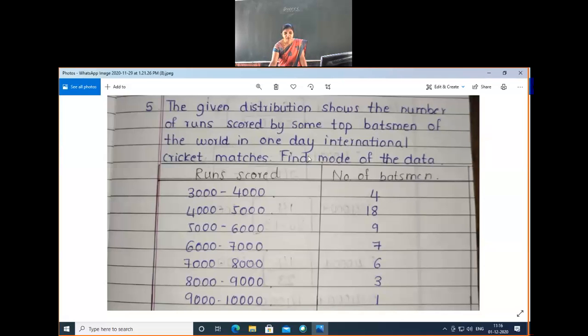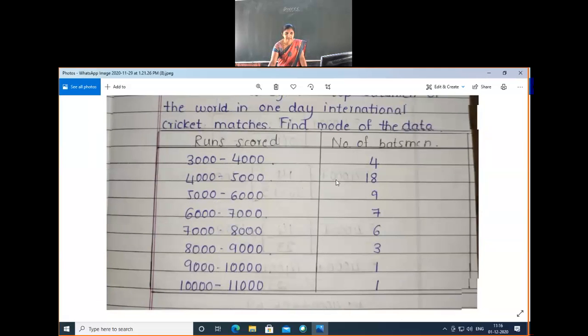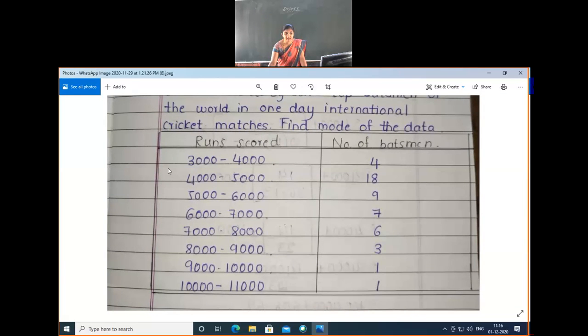The given distribution shows the number of runs scored by some top batsmen of the world in one-day international cricket matches. Find the mode of the data. Here only the mode is asked. These are the runs scored in international cricket matches. Players are in classes 3000 to 4000, 4000 to 5000, like that up to 11,000. Next, the number of batsmen is given. For mode, we have to select the highest frequency.